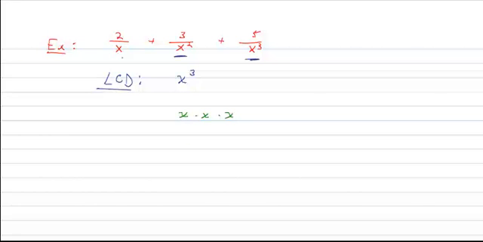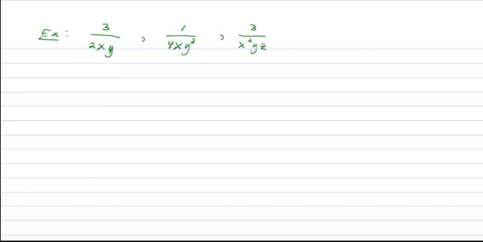Clearly this first denominator goes in. I can multiply this first denominator by x squared and I'll get x cubed. Clearly this second denominator goes in. I have x squared in here. X squared times x is x cubed. And of course the last denominator goes in because it is x cubed. So that's my LCD.